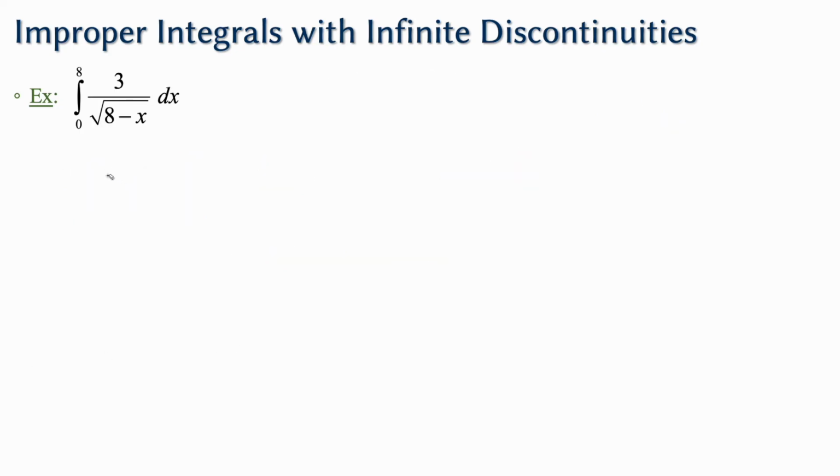Now let's look at a different situation. Clearly 0 in this case is okay to plug in, but 8 is not. Plugging in the upper limit of integration does result in a discontinuity here. We're dividing by 0. So again, we're going to find the antiderivative, and we're going to replace the top number and do the limit there.